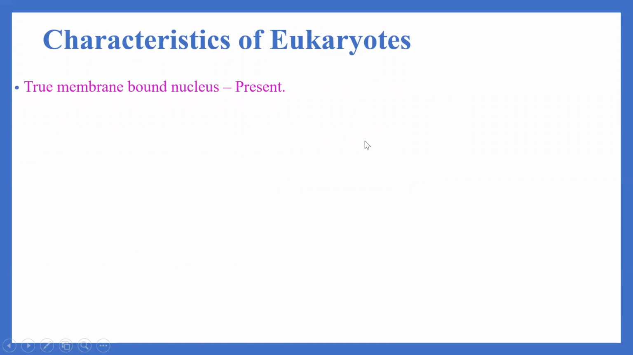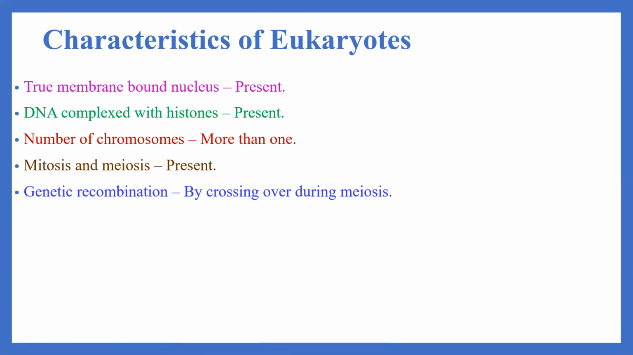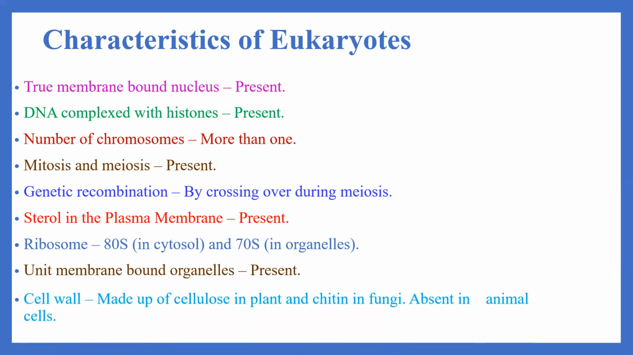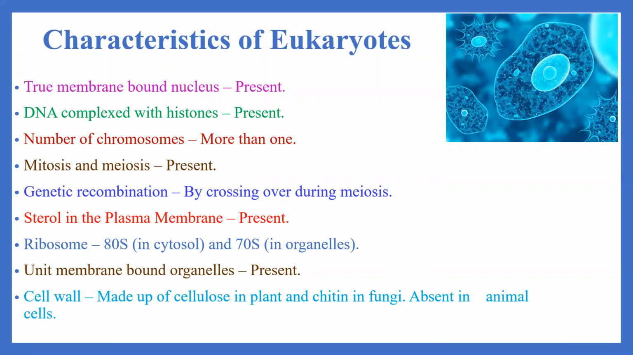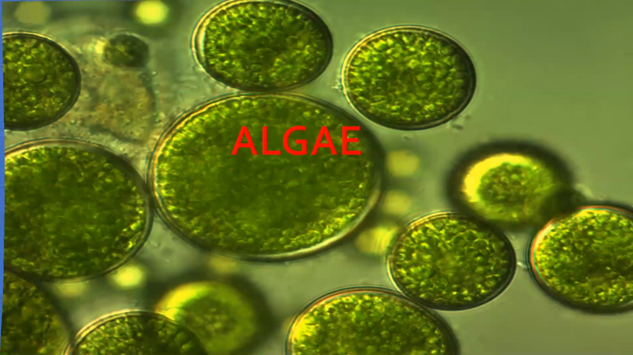The characteristics of eukaryotes are the presence of a true membrane-bound nucleus, DNA complexed with histone, the number of chromosomes may be more than one, and mitosis and meiosis are both present, with genetic recombination through crossing over during meiosis. Sterols are present in the plasma membrane, ribosomes are 80S in cytosol and 70S in organelles, and unit membrane-bound organelles are present. The cell wall is made up of cellulose in plants, chitin in fungi, but it is absent in animal cells.